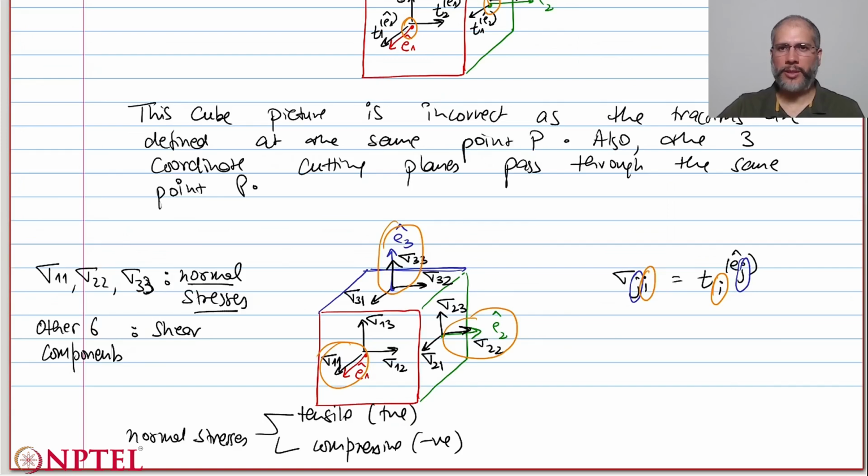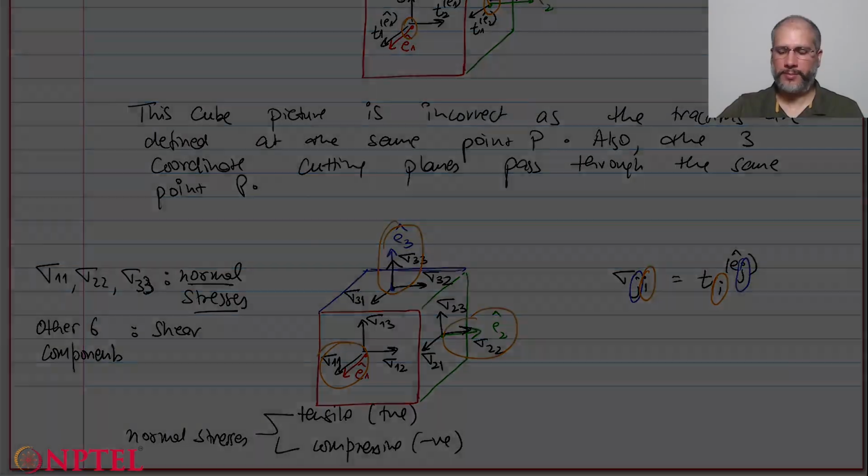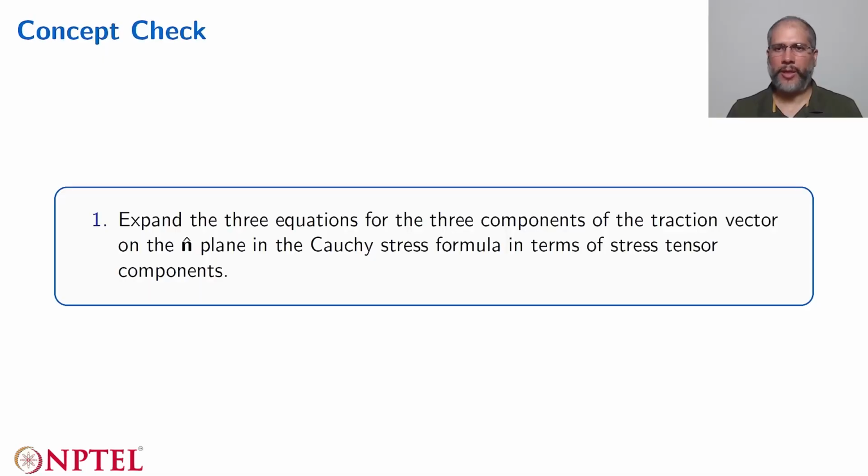So this brings us to the end of this lecture. And here is a problem for concept check. You have to write the three equations in the Cauchy stress formula. That is, you have to expand the traction vector components T1 n hat, T2 n hat, and T3 n hat in terms of sigmas. And you should then see how there is a linear combination happening in the three traction components written for the n hat plane.